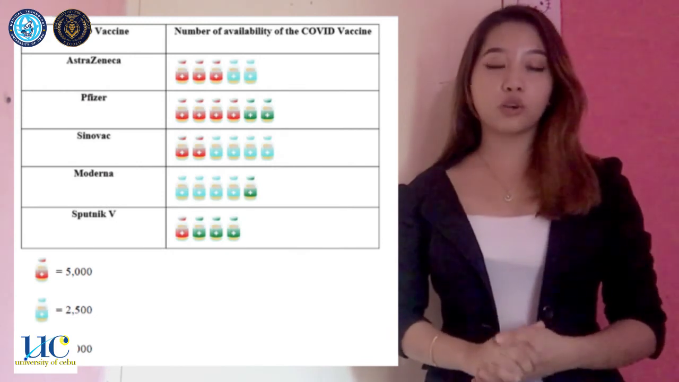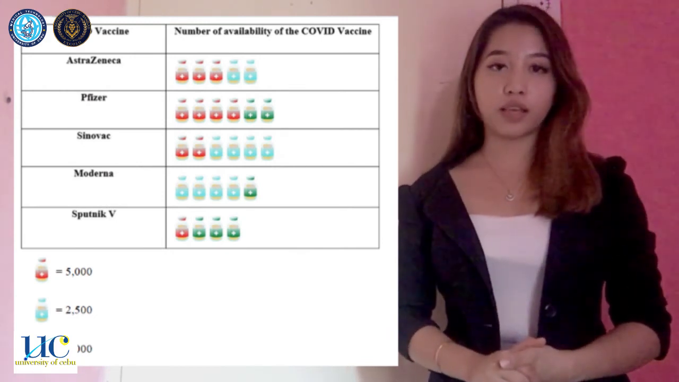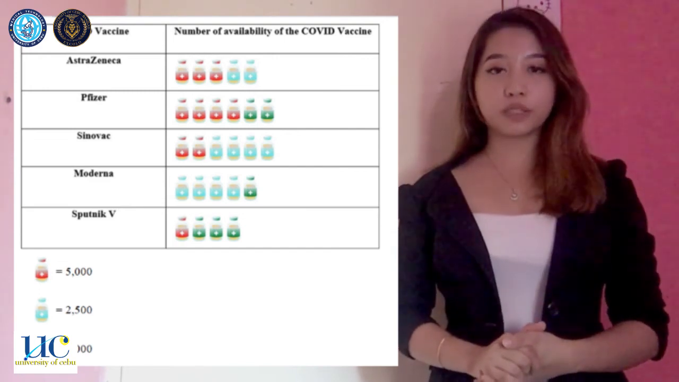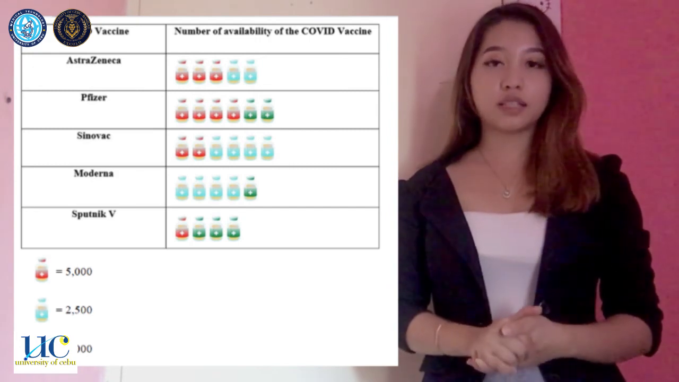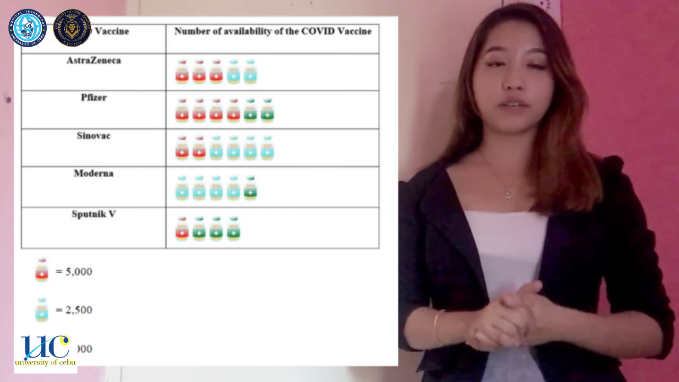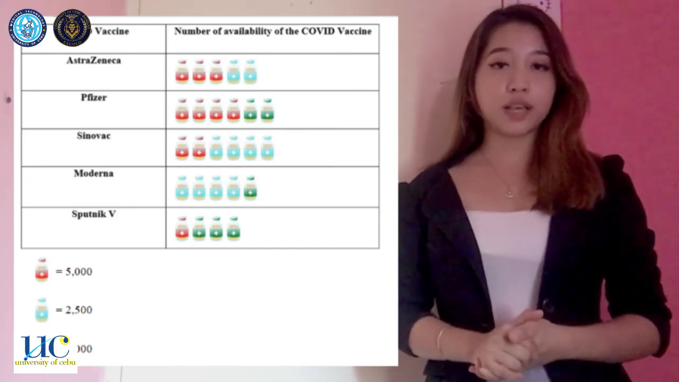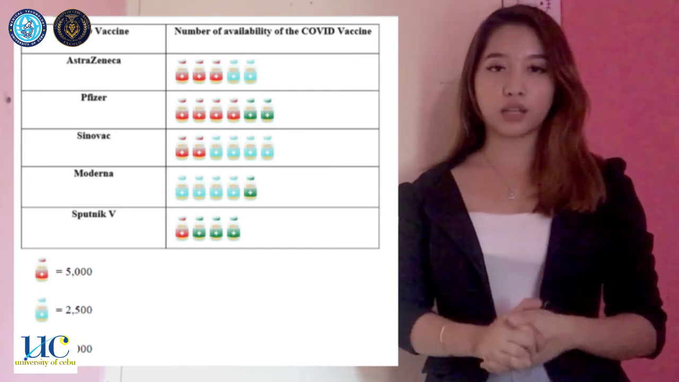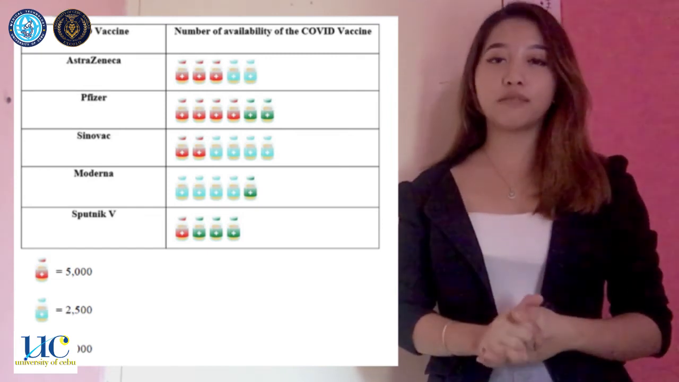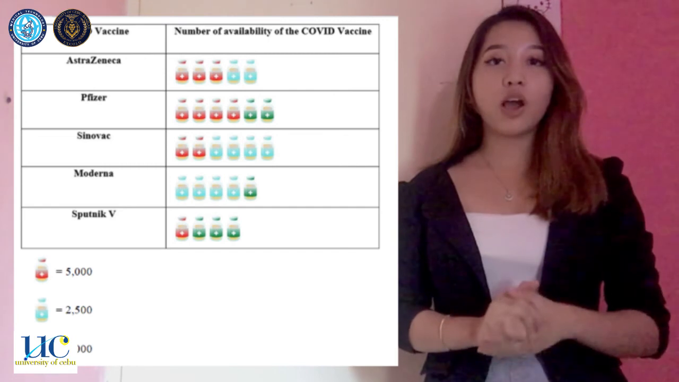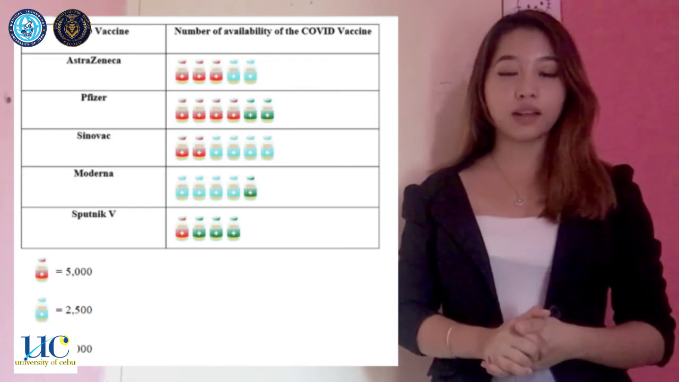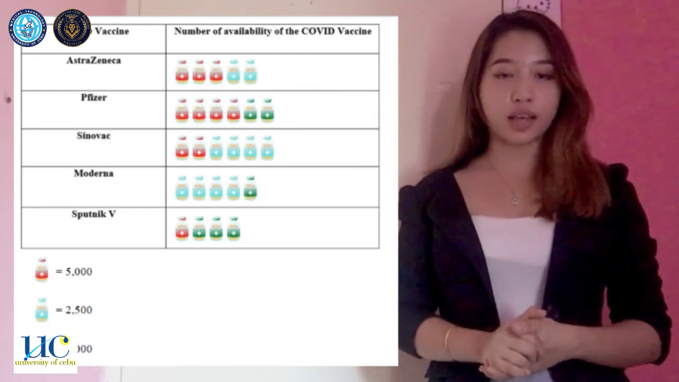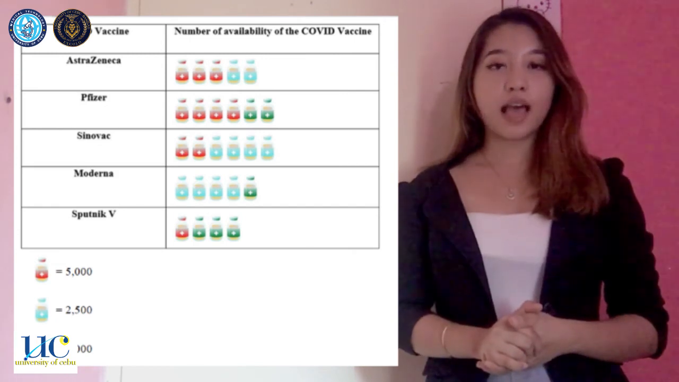The table shows the total number of COVID vaccines available in the Philippines. The red bottle represents the total supply of 5,000 vaccines. The blue bottle represents the total supply of 2,500 vaccines. And the green bottle represents the total supply of 1,000 vaccines accessible. The AstraZeneca and Sinovac vaccines each have a total supply of 20,000 vaccines. The Pfizer vaccine has 22,000, the Moderna vaccine has 11,000, and the Sputnik V vaccine has 8,000 available.